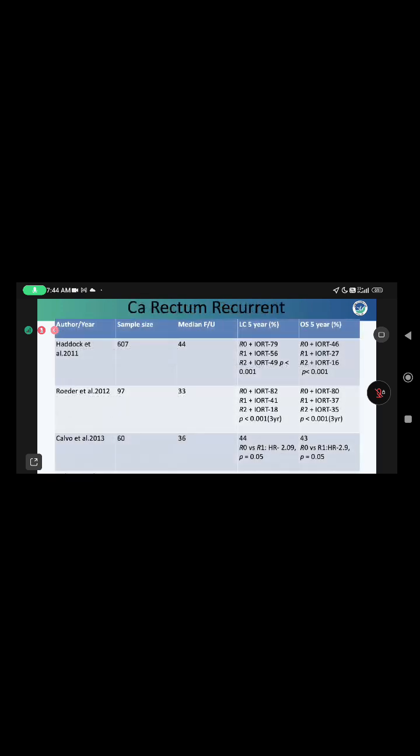So these are some of the studies where they have shown very good local control even in the case of recurrent cases, to a tune of about 80% at 5 years. 80% local control with R0 resection in case of recurrent CA rectum, and about 50 to 60% local control in R1 resection with the addition of IOERT to surgery in recurrent rectal cancers.